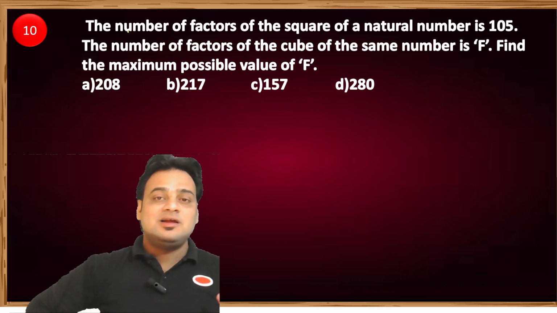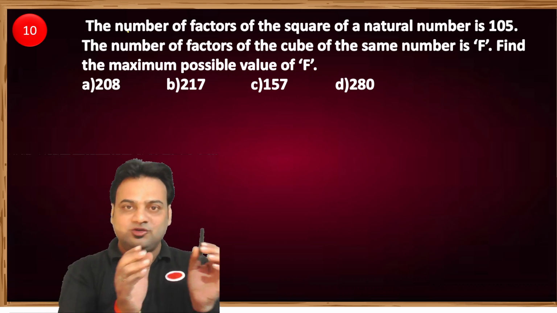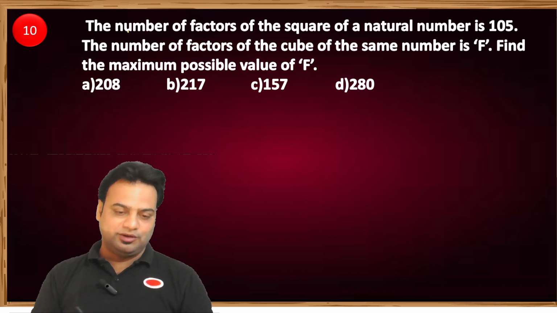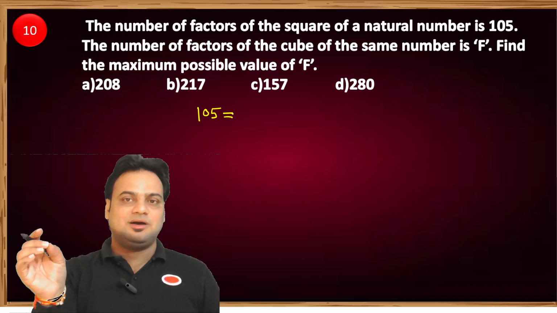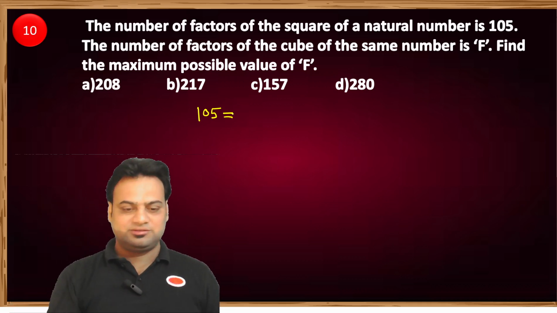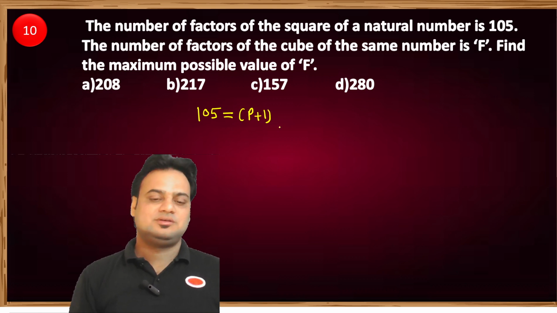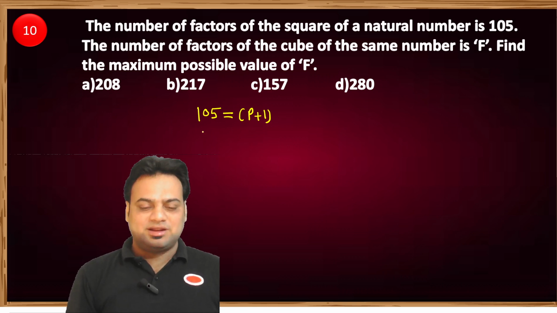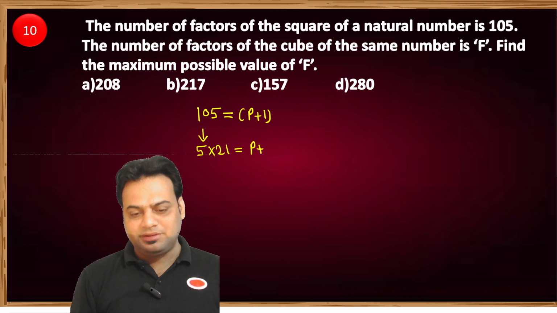Maximum possible means that for f to be maximum, you split 105 as much as possible. You know very well that the total number of factors is the product of the prime powers each plus 1. If there is only one prime number, it is p plus 1. If there are two prime factors, you can write 105 as p plus 1 and q plus 1, and so on.